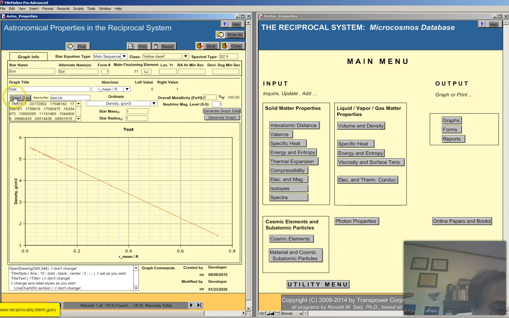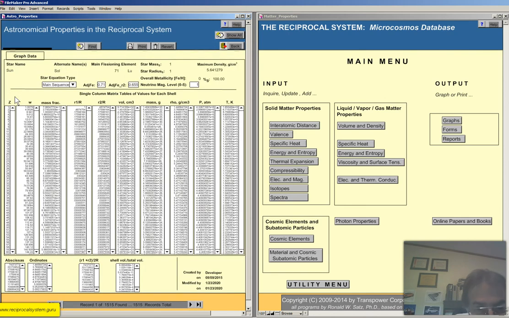Let's see, you click here, and then you get this massive table here. Here's the atomic number, atomic mass, mass fraction, R1 over R, R2 over R, volume in cubic centimeters, mass in grams, density, pressure, and temperature. So, pretty amazing stuff here.